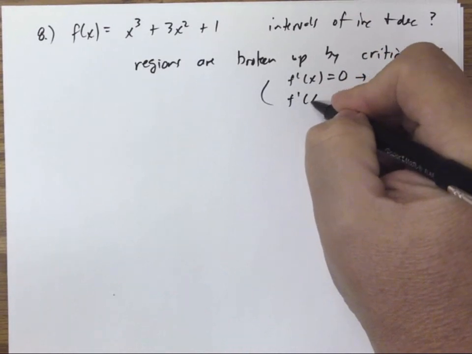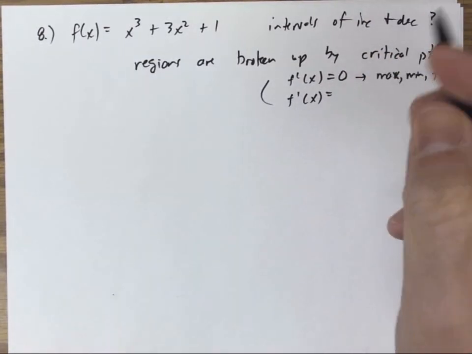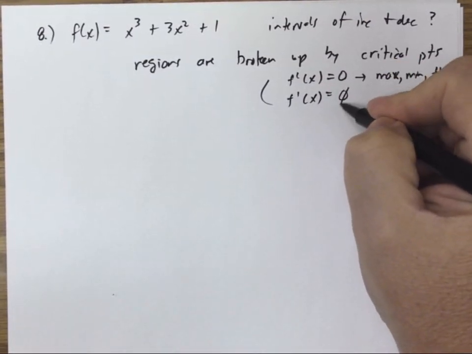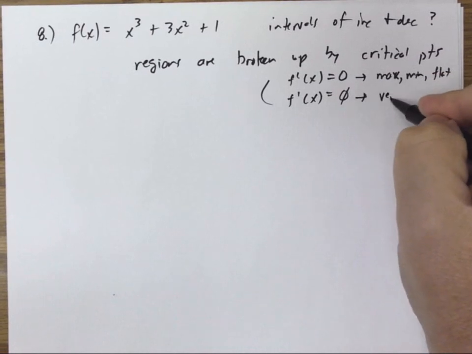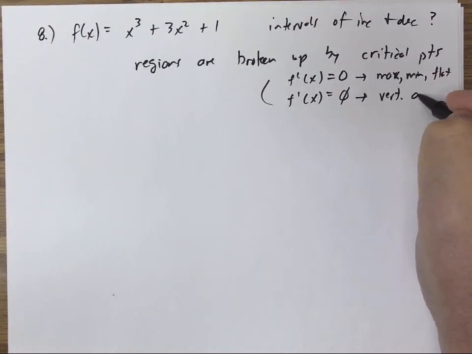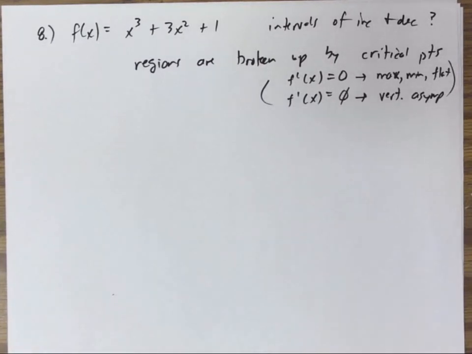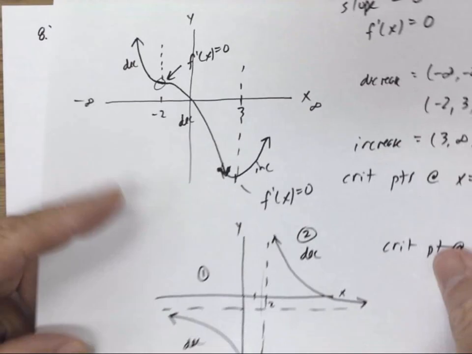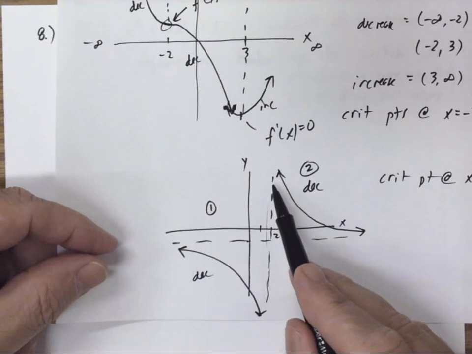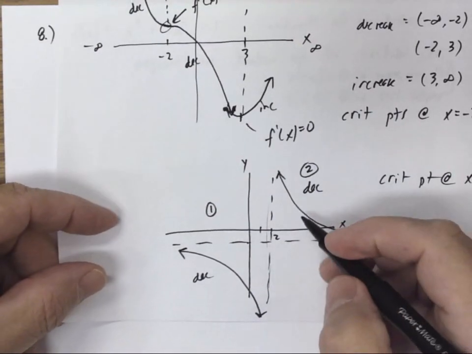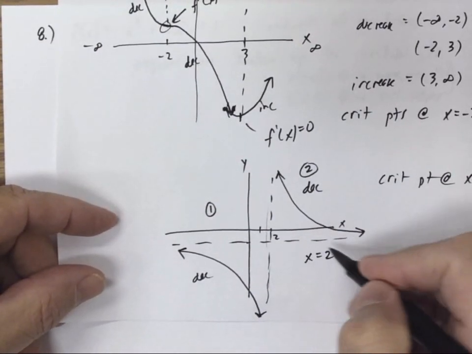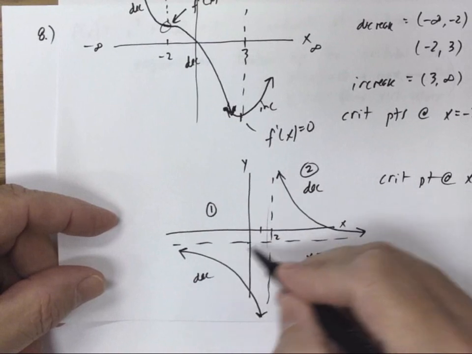The other source of critical points, which breaks up into regions, is when it's undefined, and those are almost always those vertical asymptotes. Right, this is this example down here. The vertical asymptote was x equals 2, and that breaks these up into regions.